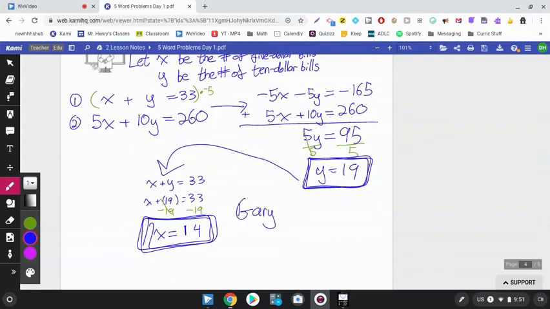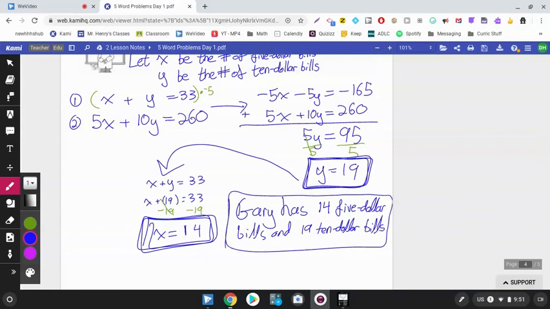Gary has 14 $5 bills, and 19 $10 bills. There you go. Word problem needs a word answer. Awesome.